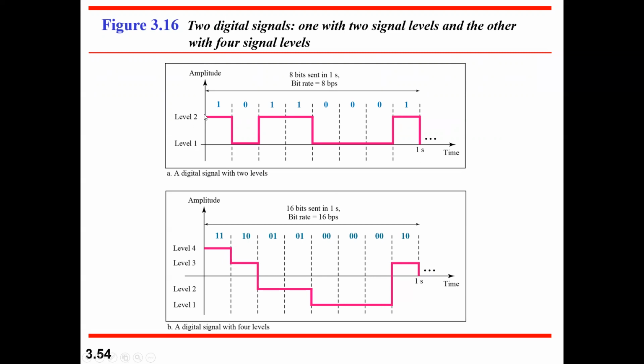Look at this example here. 2 levels, level 1 and level 2. 8 bits sent in 1 second, and the bit rate is 8 bits per second. So in 2 seconds, how many bits can you send? In 2 seconds, you will send 16 bits. And likewise in 3 and 4. The second diagram shows a digital signal with 4 levels. Using 4 levels, you can send 16 bits in 1 second, and the bit rate in this case is 16 bits per second. Okay, bps, bits per second.